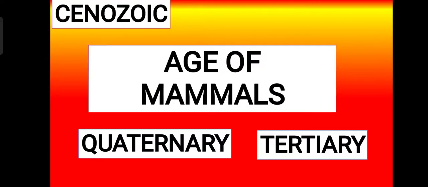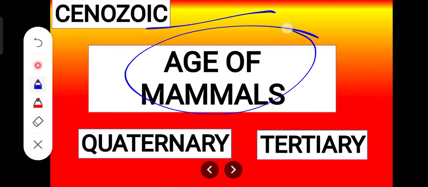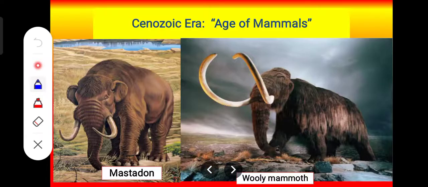Next, let's have now the Cenozoic era. So, the Cenozoic era is considered the age of mammals, in the sense that after the extinction of dinosaurs, here comes the presence of mammals. So, the Cenozoic era is divided into 2 periods, the Quaternary and the Tertiary period.